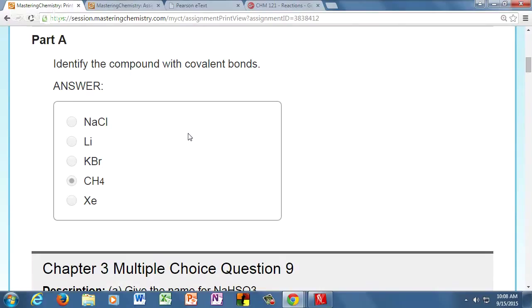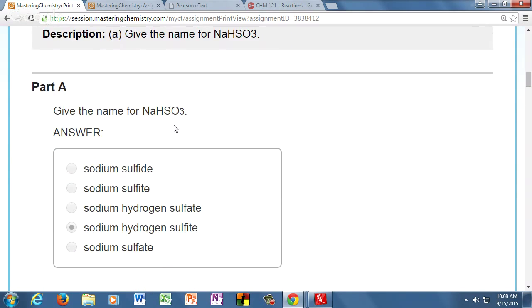Slightly different answers also. But it's the only one with two nonmetals. Yeah, that's what you're looking for with covalent compounds, just like with the naming: two nonmetals. All right.